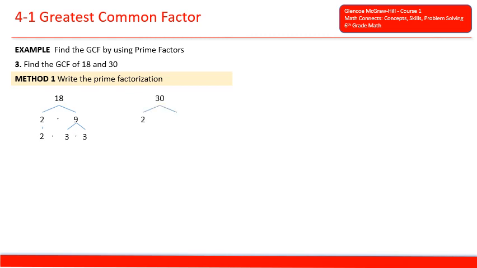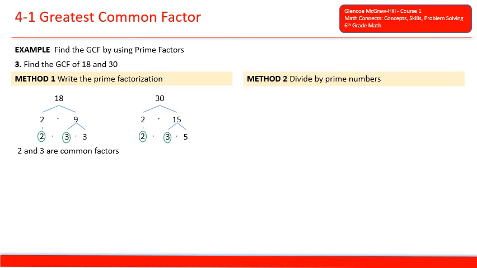So 30 is 2 times 15. Bring the 2 down, we'll factor 15, 3 times 5. So we have a 2 in common, we have a 3 in common, so 2 and 3 are common factors. And then if we divide by prime numbers, 18 and 30 both divide by 2.